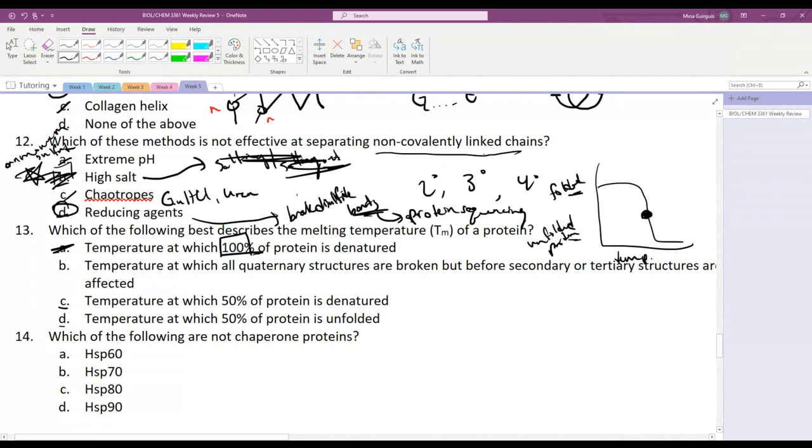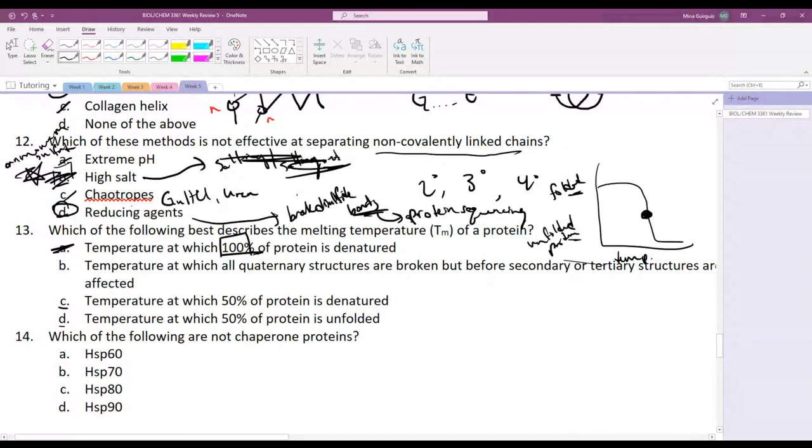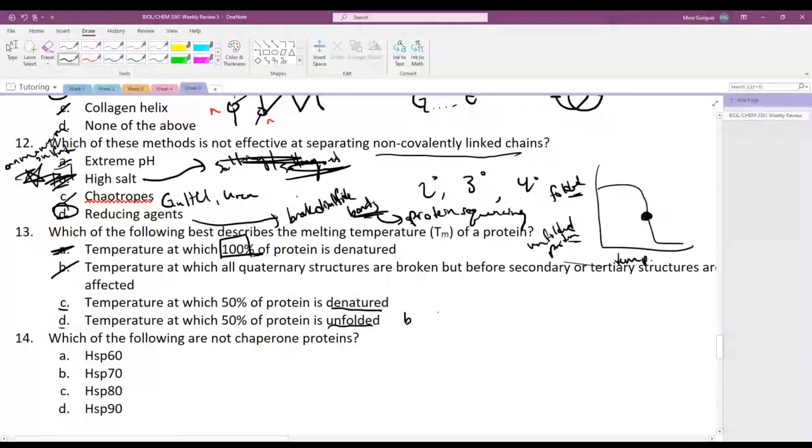The temperature at which quaternary structures are broken, but before secondary or tertiary structures are affected, that one's just wrong because melting is about unfolding the protein, and it's about bringing it back down pretty much to its covalently linked chains, okay? And that's what I want to talk about here. Denatured and unfolded kind of mean the same thing. It means the breaking of the non-covalently linked chains.